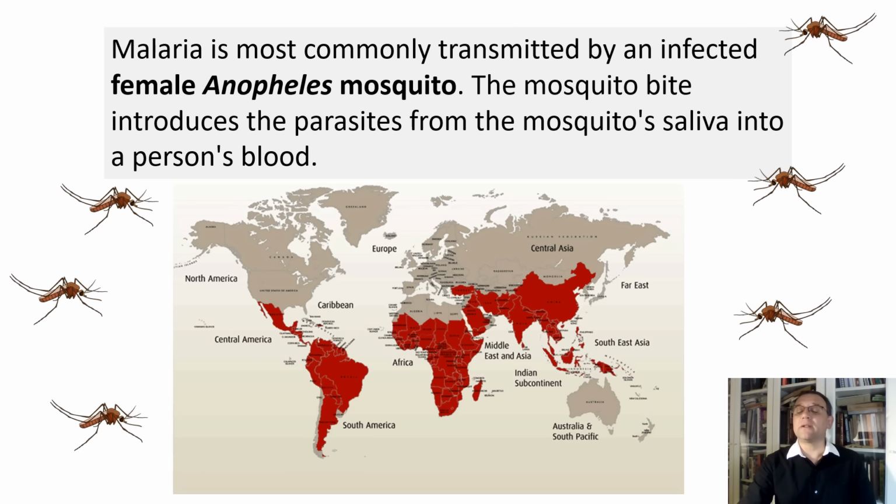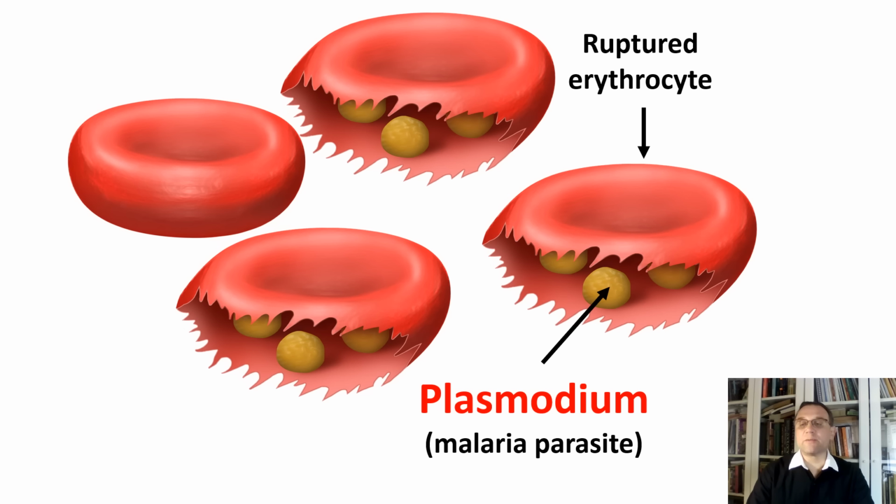Malaria is most commonly transmitted by an infected female mosquito. The mosquito bite introduces parasites from the mosquito's saliva into a person's blood. Erythrocytes infected with malaria parasite eventually rupture because parasites multiplied inside them, and all the little babies of malaria parasites come out and start infecting other erythrocytes. In this slide, the Plasmodium babies are yellow. In reality, they're all transparent.